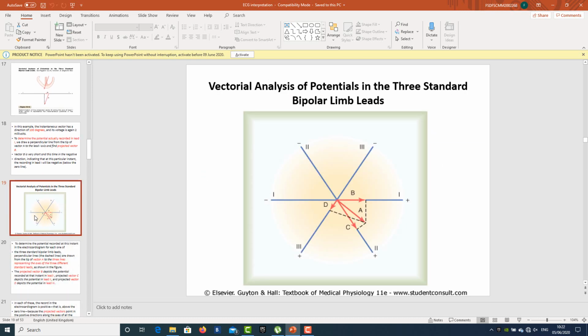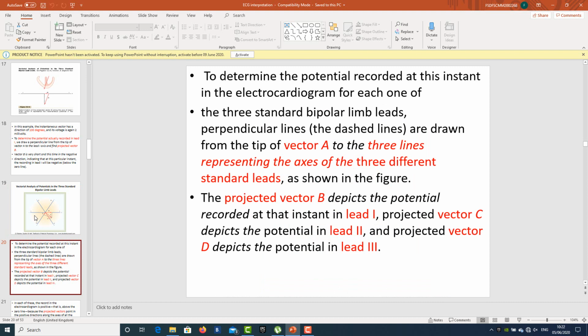The vectorial analysis of potentials in the three standard bipolar limb leads. To determine the potential recorded at this instant in the electrocardiogram for each one of the three standard bipolar limb leads, perpendicular lines are drawn from the tip of vector A to the three lines representing the axes of the three different standard leads. The projected vector B depicts the potential recorded at that instant in lead 1. Projected vector C depicts the potential in lead 2, and projected vector D depicts the potential in lead 3.